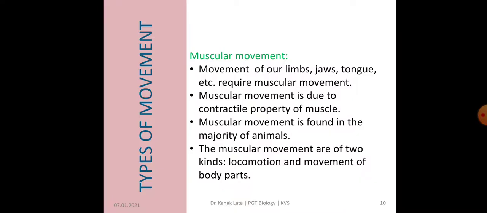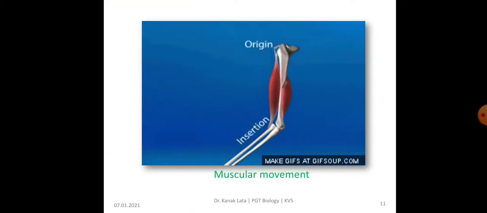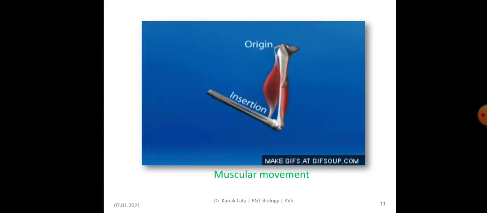Now let us discuss muscular movement. Muscular movements take place in our limbs, jaws, tongue, etc. They are found in the majority of animals and it is due to the contractile property of muscle. Muscular movement may be locomotion, meaning movement of an animal as a whole from one place to another, or movement of body parts of the individual. This figure indicates the muscular movement of body parts.